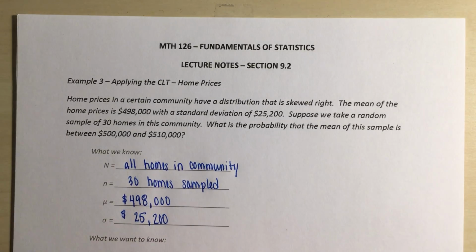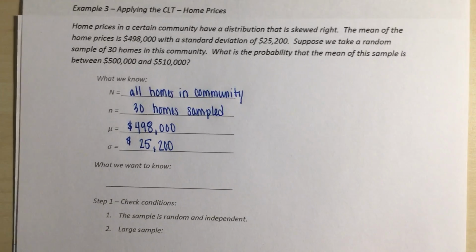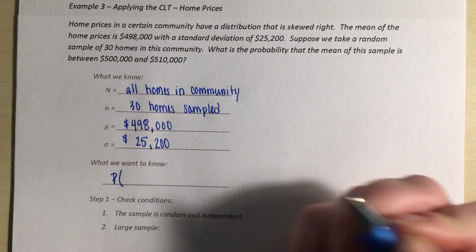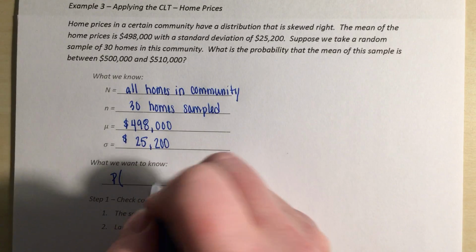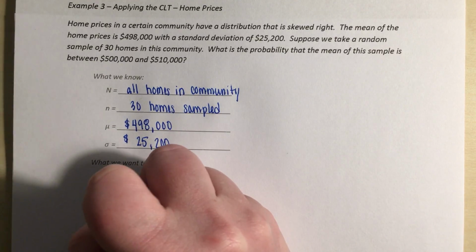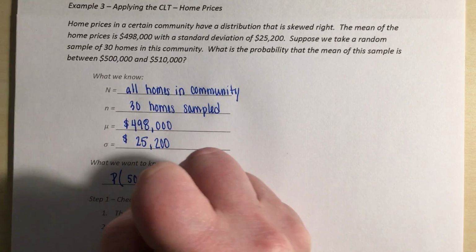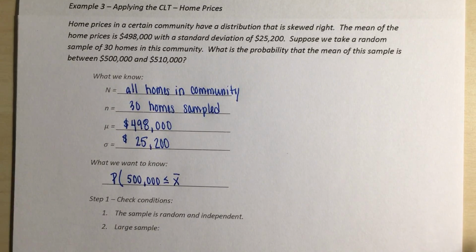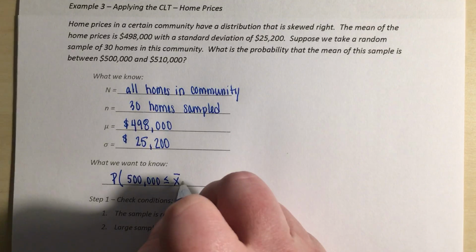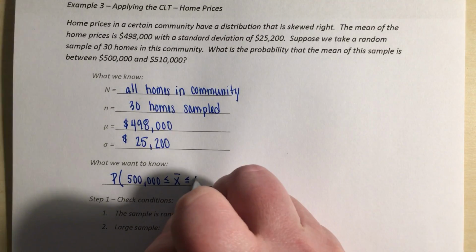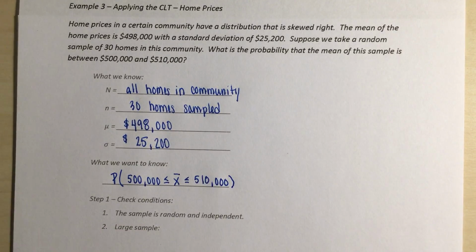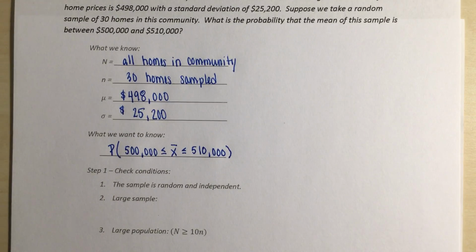What we want to know is the probability that the mean of the sample is between 500,000 and 510,000. So again, using our notation that we used previously, our capital P for probability, and we are between 500,000 and 510,000. We're going to write this using proper notation. We start with 500,000 is less than or equal to x bar, which is our sample mean, less than or equal to 510,000, right? And that's how we're going to enter it eventually into StatCrunch as well.